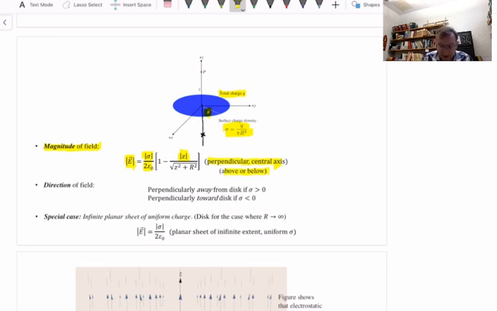We still have to get the direction. And that's easy. The direction of E is perpendicularly away from the disk if sigma, the surface charge density, is positive, and perpendicularly toward the disk if sigma is negative. And now we have the field of a disk. And that's the formula for that.